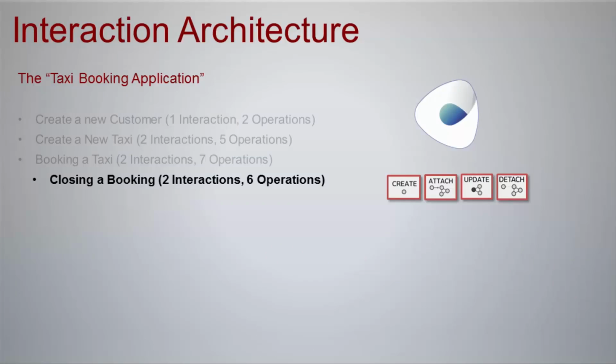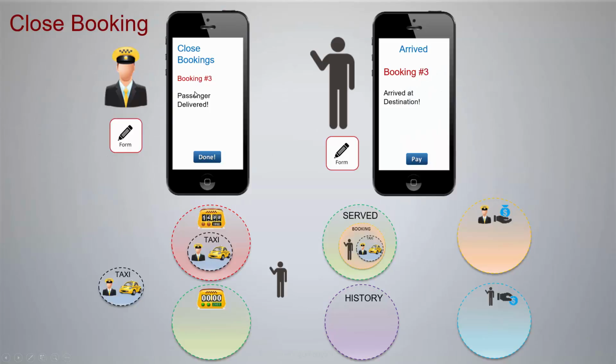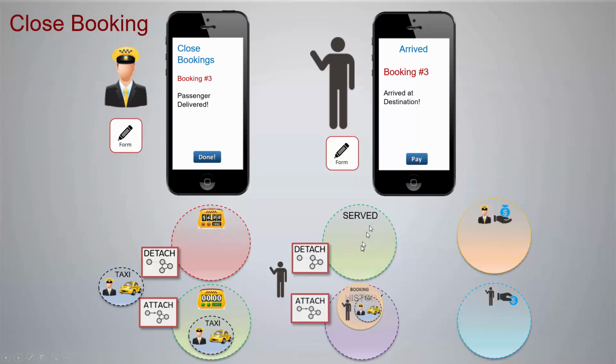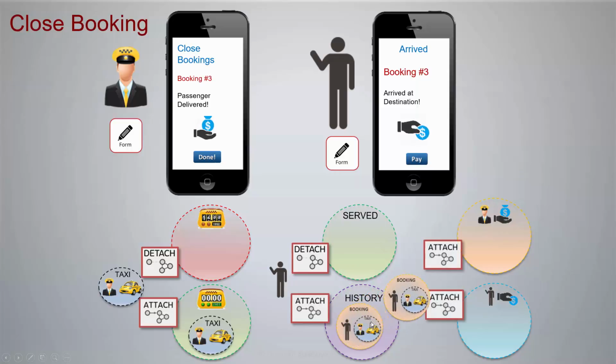Closing a booking. When the passenger is delivered, the taxi driver will notify the system. This will disconnect the taxi from the hired and connect it to the available, making the taxi available. The passenger will then pay. By doing so, this will disconnect the booking from the served and attach it to the history. It will send notification for both the passenger and the driver, and it will also connect the booking to the historic data of the passenger and the driver.